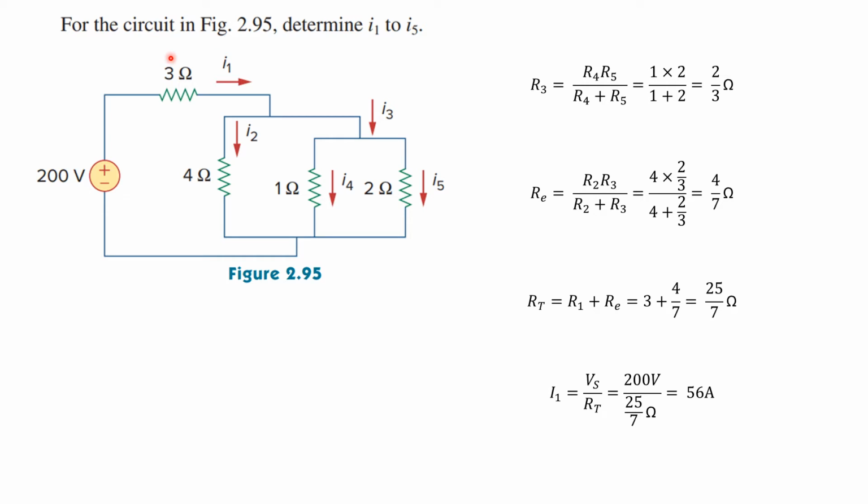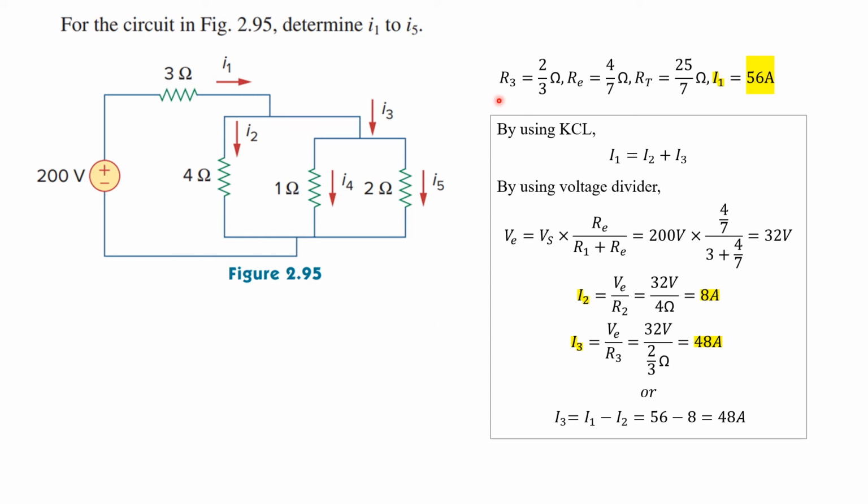Finally, R1 is now in series with RE, and therefore we can get the total resistance by using the series resistance formula and get the total resistance as 25/7. Then from the total resistance, we can get the total current by using Ohm's law. And since I1 is equivalent to IT, we can conclude that the current flowing through is 56 amperes.